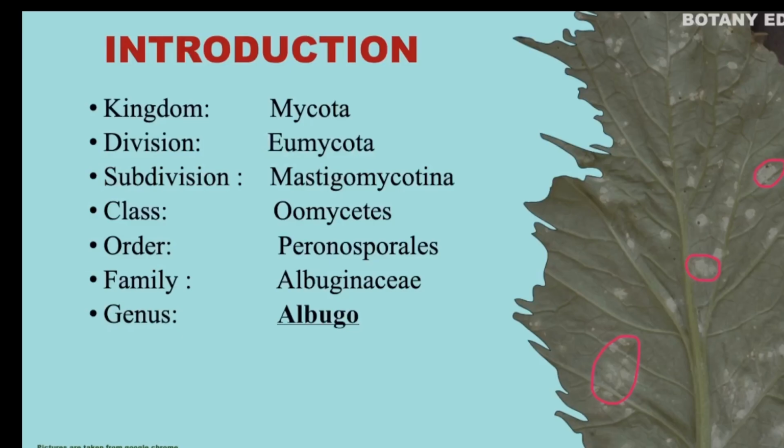Today we will study the life cycle of Albugo, called white rust disease. In this picture you can see the white rust on the leaf, right? Its classification: kingdom Mycota, division Eumycota, subdivision Mastigomycotina, class Oomycetes, order Peronosporales, and family Albuginaceae. I've already uploaded two videos, Pythium and Phytophthora, which are also disease causing fungi of the Oomycetes family. You can see those videos.